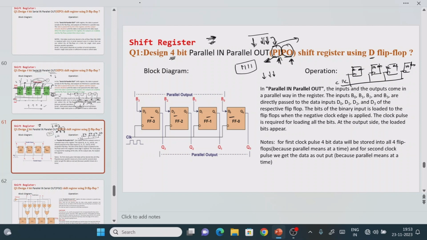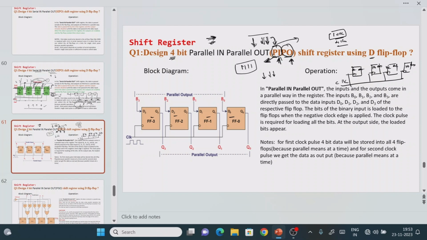Now you try to tell me. Initially I don't have any value in all these 4 flip flops, so I want to replace them with four ones. Now you try to guess which operation we are using? Parallel input. It means the parallel method we are using. Now tell me how many clock pulses are required to store the data. Is it 1 clock pulse, or is it 4 clock pulses? Just pause the video and find out the answer. How many clock pulses are required? The answer is we require 1 clock pulse.